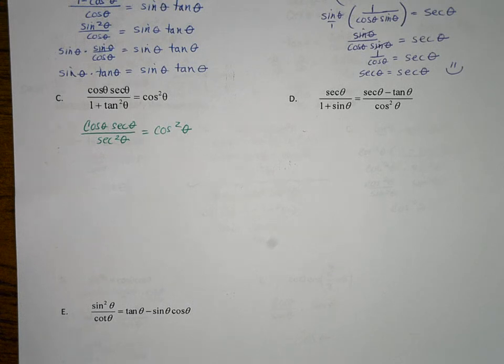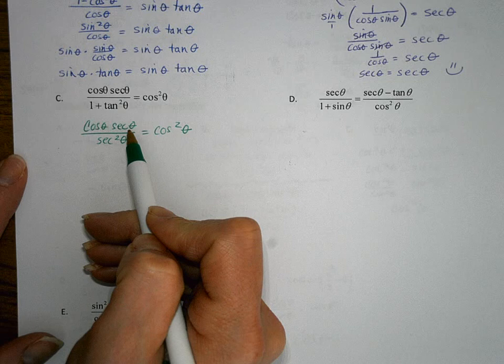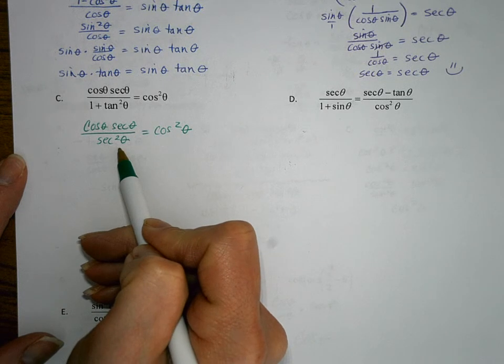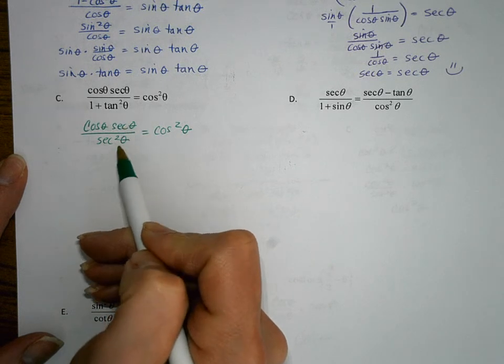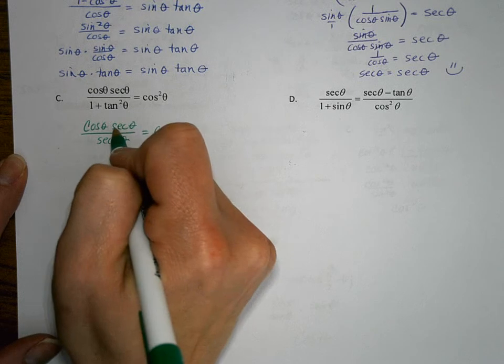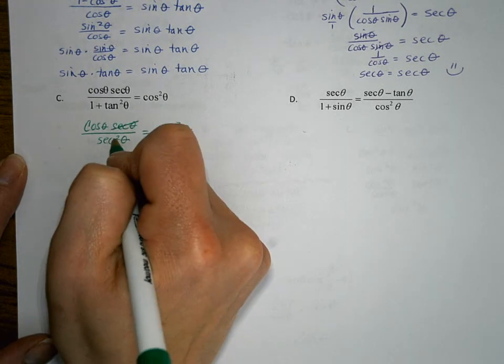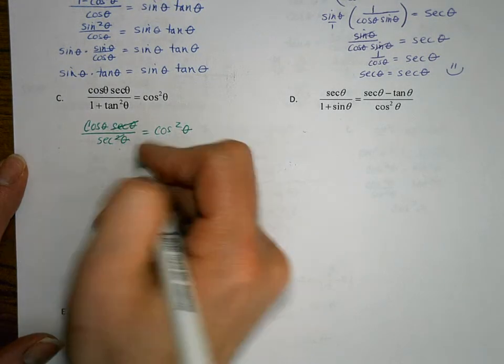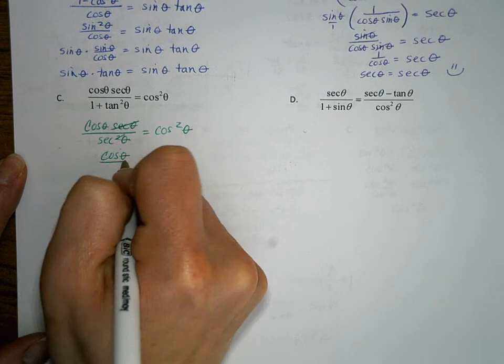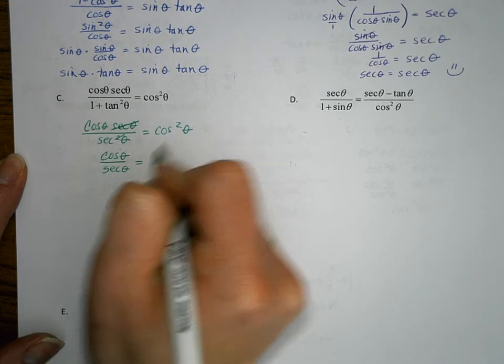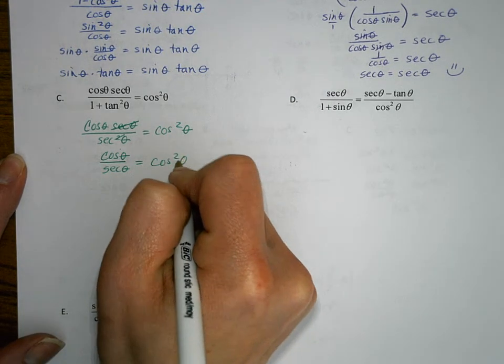Now what? All right, I have a secant in the numerator. I have 2 of them in the denominator. So the one in my numerator cancels with 1 of them in the denominator. So I have cosine over secant equals, bring the right-hand side down, never touching it, cosine squared.